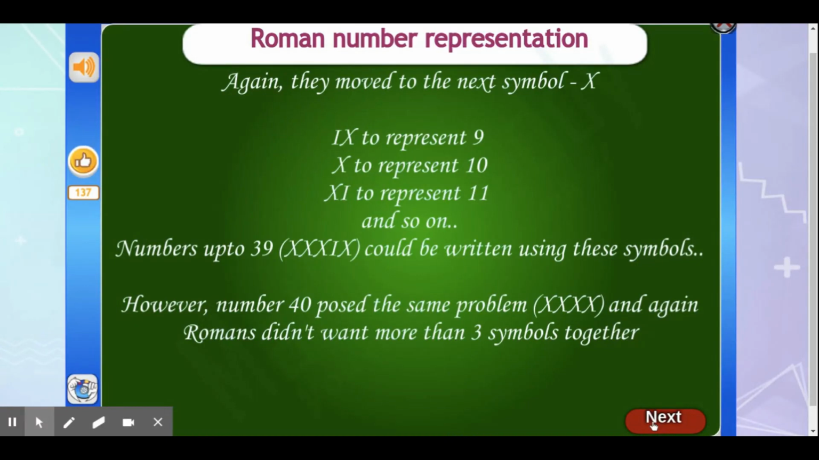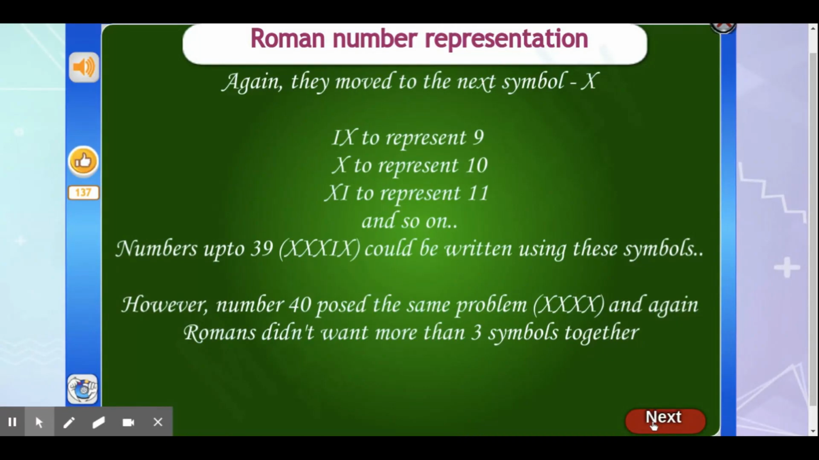X represents 10. X followed by an I represents 11. And X followed by 2 I's will be 12. 3 I's will be 13. Right? Now, what do you do with 14? 14 will be X followed by 4. 4 is represented by I and V. Right? So that's how they kept on adding numbers.